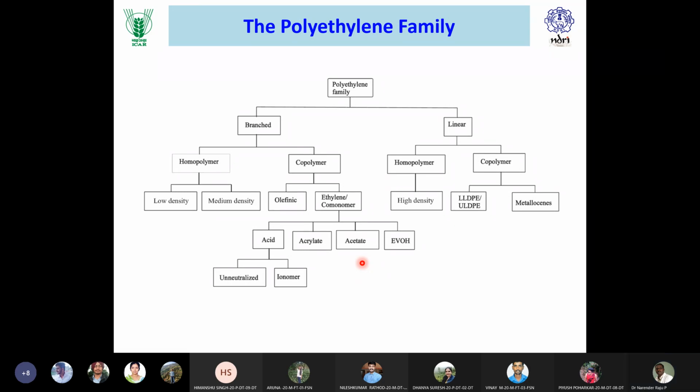Number one, the heat sealing temperature of EVA is lower than LDPE. Number two, it has better barrier properties, so relatively better compared to LDPE. And another important property is it has excellent stretch properties. Stretch properties means it has very high tensile strength.